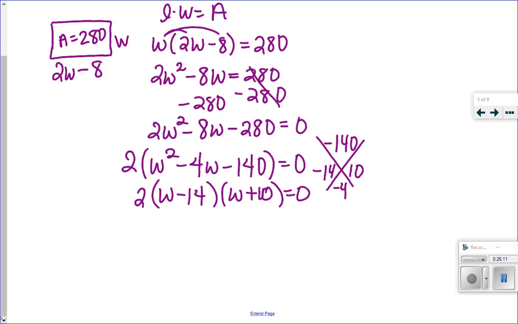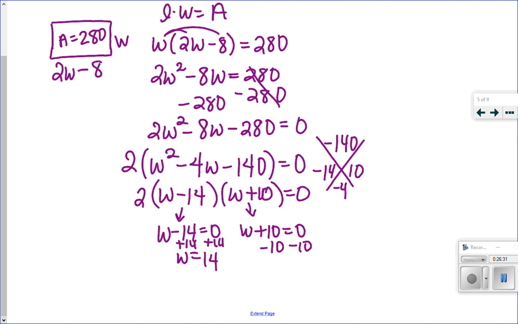So the possibilities for the width here are anything that makes this be 0. So if this is one of my factors with a variable, one option for the width, if I add 14 on both sides, is that the width is 14 feet. My other option that would make this true would be if I subtract 10 on both sides, and I would get a width of negative 10. Now, we've done this before. Yes, both of these mathematically work in this polynomial, but do they both work as a width of a rectangle?